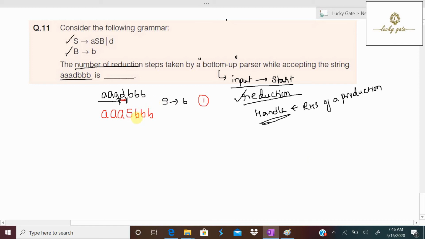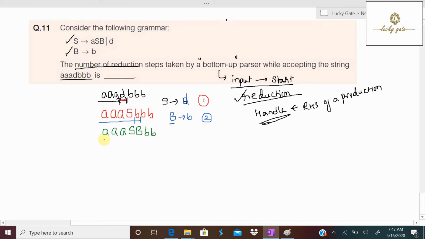Now it repeats the process of scanning the input from left to right to identify the RHS of some production. Here I found the RHS of some production, B tends to b. Earlier it was S tends to D. B tends to b is the second one. Now it replaces this small b with its LHS capital B. So the string becomes AAAS, this small b is replaced with capital B, and we also have two B's.